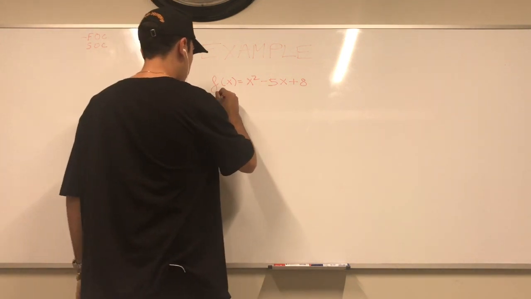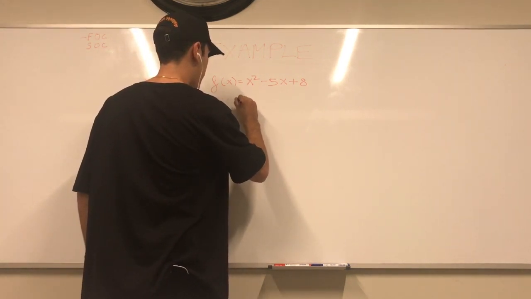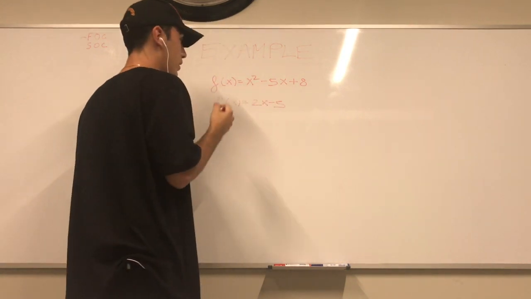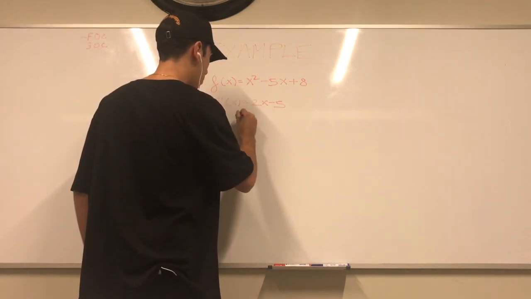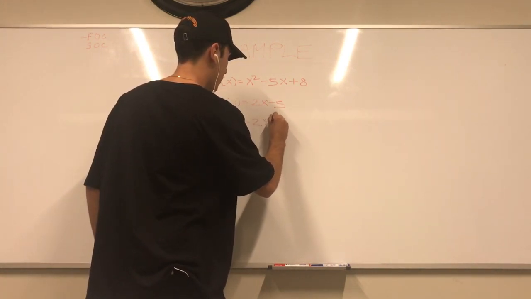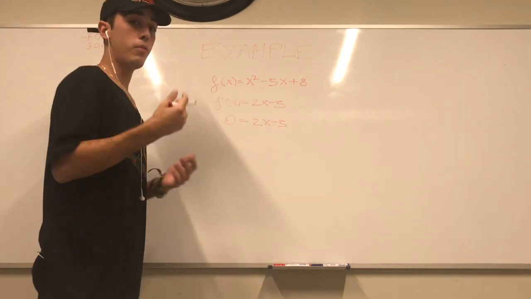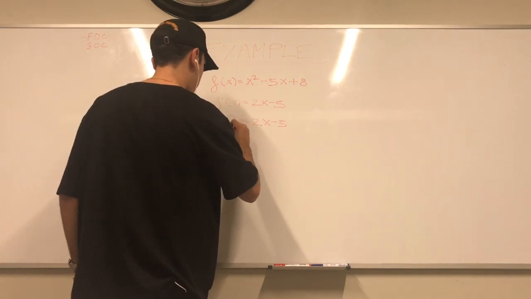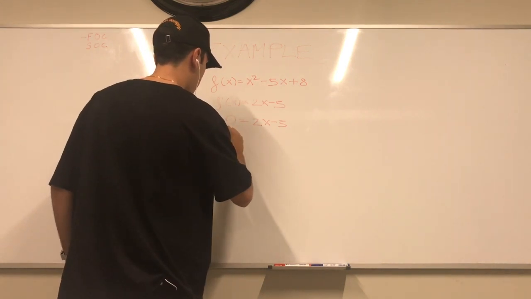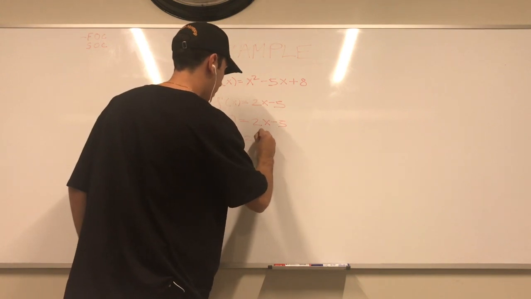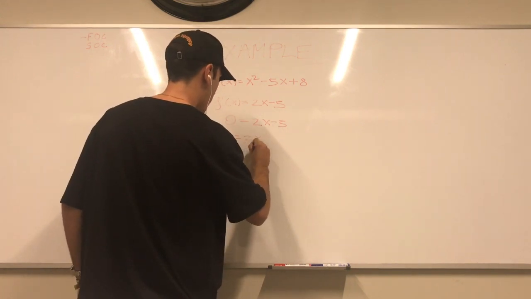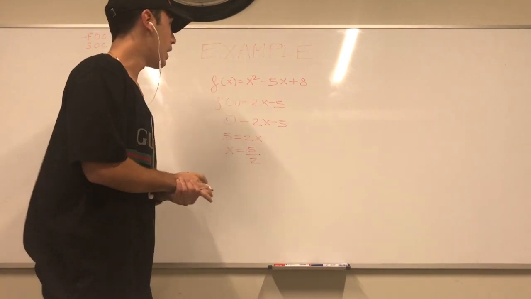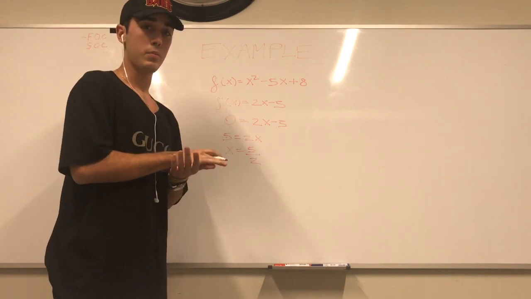So we will have to derive this function, which would be 2x minus 5, and then equal it to 0. If we equal it to 0, it would be 0 equals 2x minus 5. The next step would be to solve for x. If we solve for x, we would get the following: 5 equals 2x, and then x equals 5 over 2. Okay, this is the first step in order to find the local minimum or local maximum.